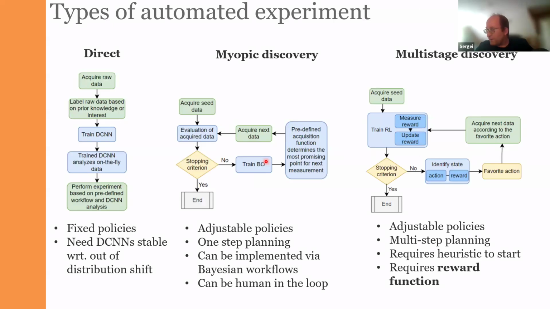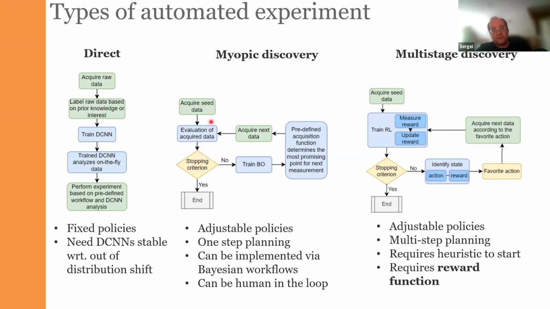So for the time being, for automated experiments, we discussed generally three types. One type is the direct automated experiment, where we simply run the experiment the same way as the human would run it, meaning a fixed policy. And we just substitute the human analyzing data with a machine learning agent, like a deep convolutional network or something like that. So this is a fixed policy experiment. They just proceed. We just change the human solving certain tasks to the ML agent.